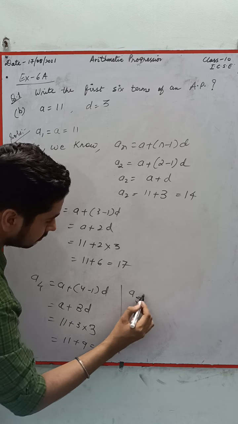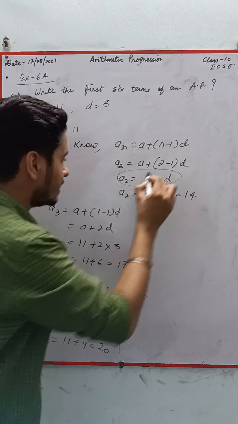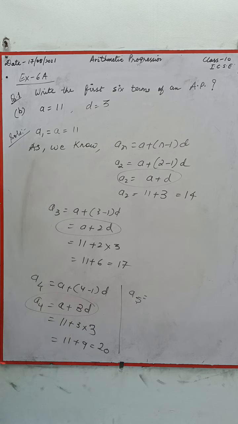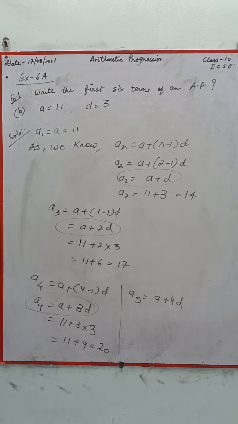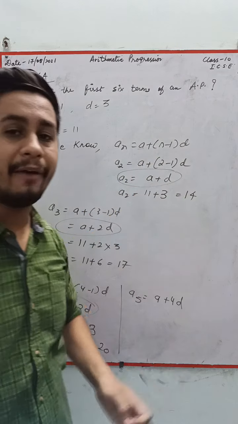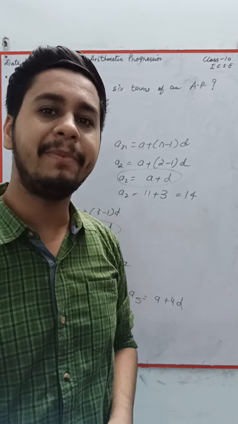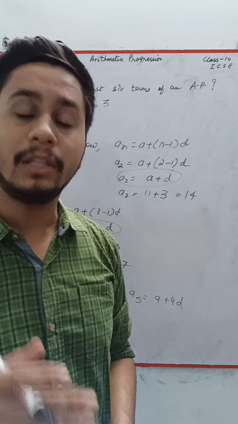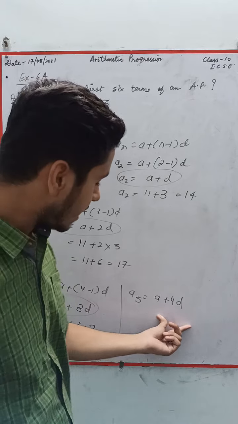How will you find the fifth term? Can you see one pattern? a2 is defined as a plus d. a3 is a plus 2d. a4 is a plus 3d. So can we write a5 directly as a plus 4d? Because we are doing n minus 1, you have to reduce just one number. For example, if I say a9, a9 will be a plus 8d. a15 would be a plus 14d. a30 will be a plus 29d. So directly you can write a5 as a plus 4d.